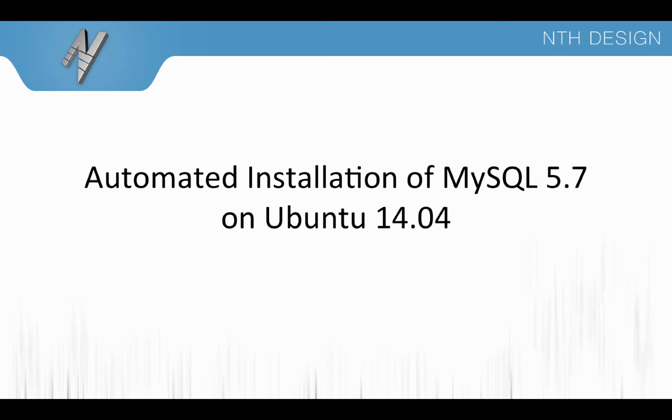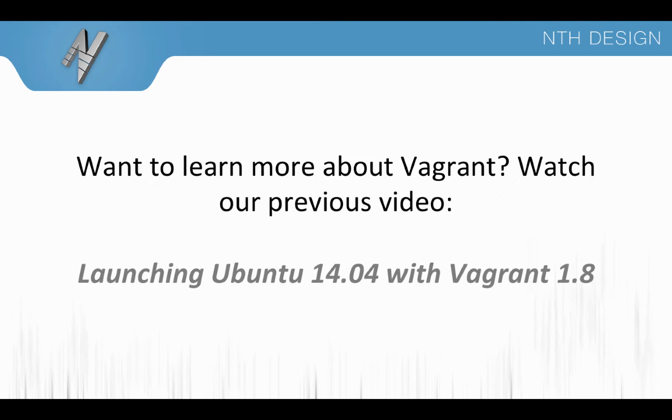My name is Nate, and today we're going to write a shell script that will perform an automated installation of MySQL 5.7 on Ubuntu 14.04. To do this, we're going to be using Vagrant, a tool that helps you configure and launch virtual machines inside your development computer. If you'd like to learn more about Vagrant, watch our previous video, Launching Ubuntu 14.04 with Vagrant 1.8.